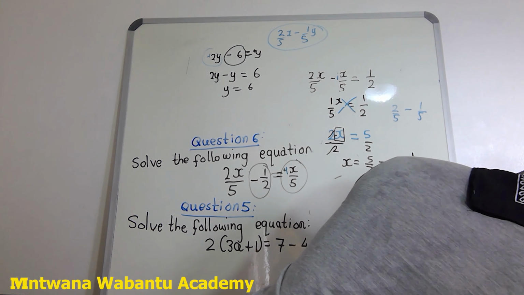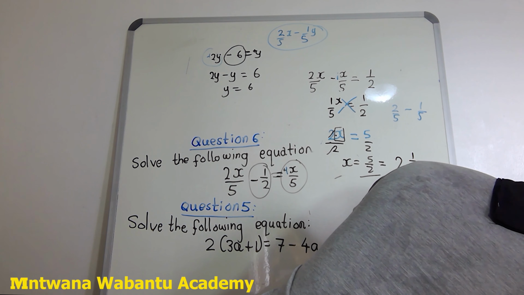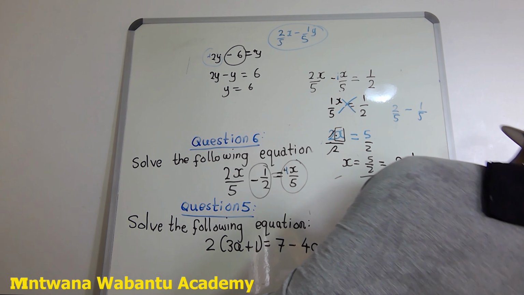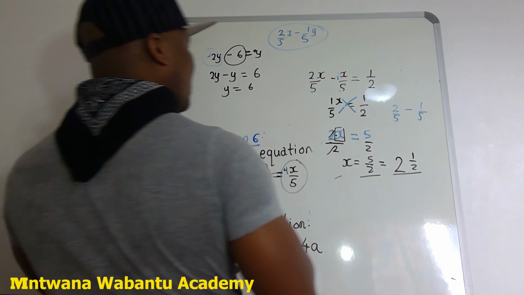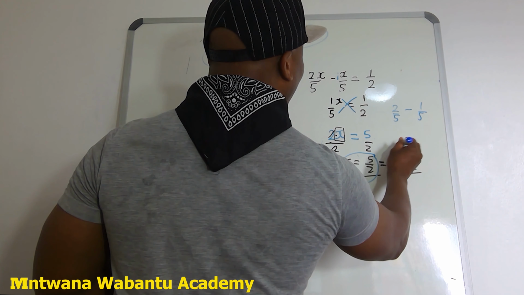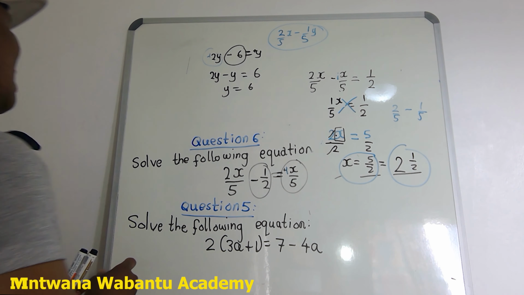You know what I'm saying? That's going to be the answer. Either you say 2.5 or 5 over 2. You see what I'm saying? Either this 5 over 2 or 2.5. Now, let's go to the last question.